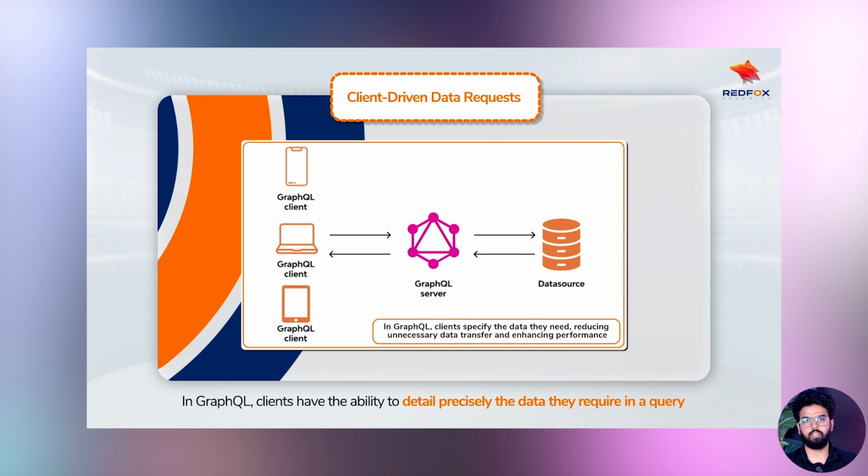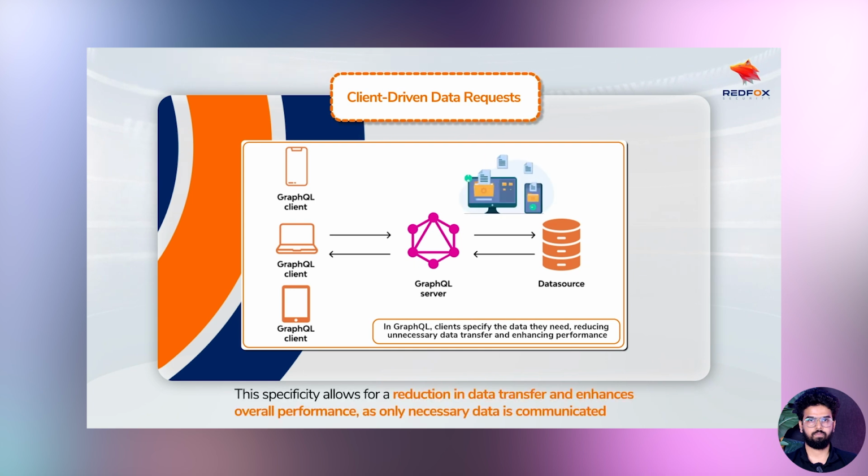Client-driven data requests. In GraphQL, clients have the ability to detail precisely the data they require in a query. This specifically allows for a reduction in data transfer and enhances overall performance as only necessary data is communicated.